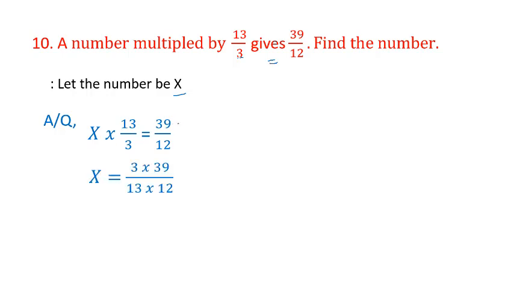Take this 3 to the other side. Since there is a multiplication sign, you can directly cross multiply. 3 into 39, 13 into 12. Now 13 3s are 39, and 3 4s are 12. So the number is 3 by 4.